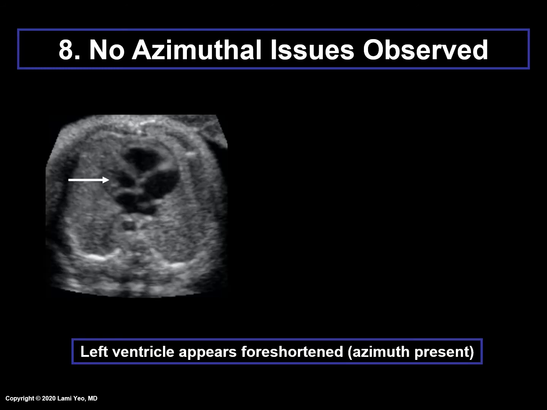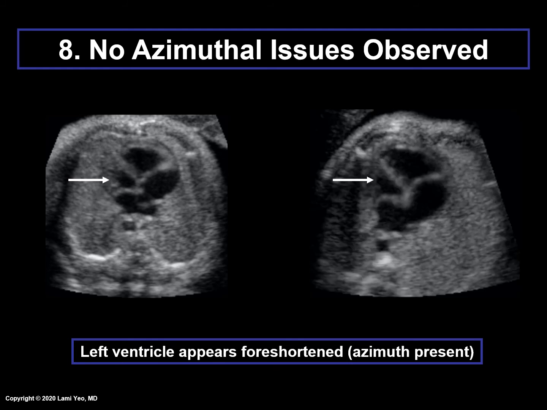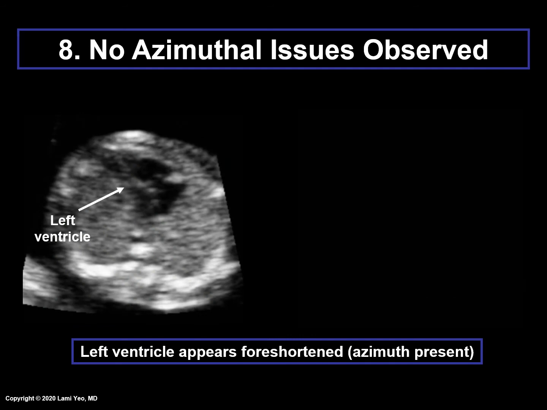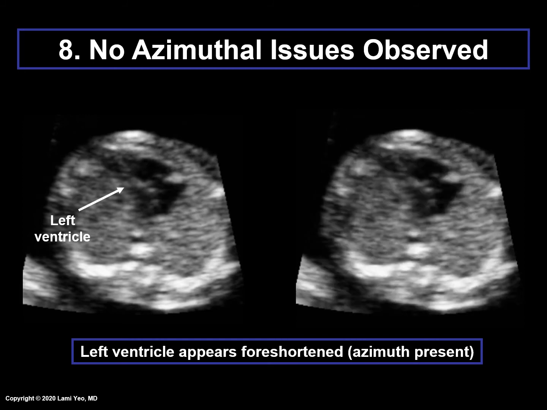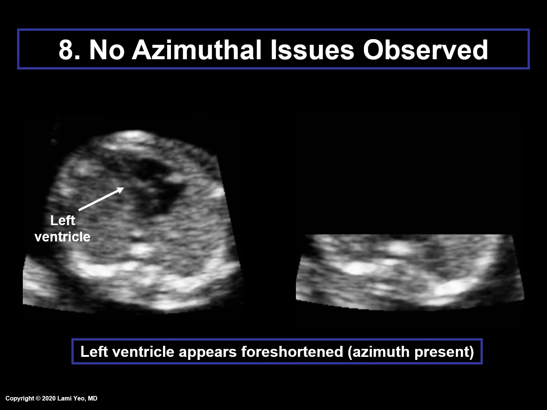Here is one fetus in which the left ventricle appears foreshortened because there is azimuth present, and a different fetus which shows the same finding. In this stick loop, the left ventricle also appears foreshortened, indicating an azimuthal issue is present.